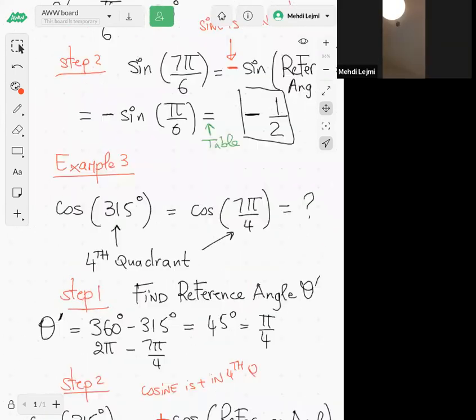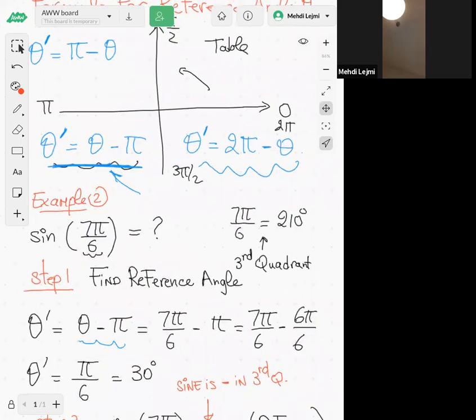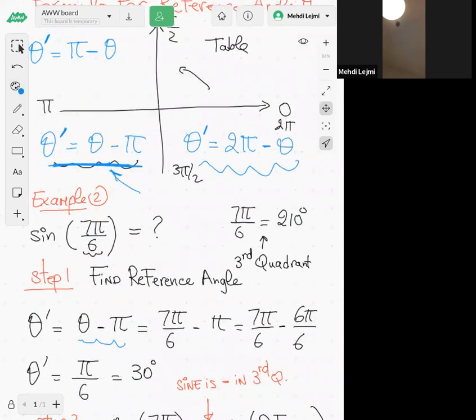Right here. It's this one here, 2 pi minus theta. That's 360 minus your angle.